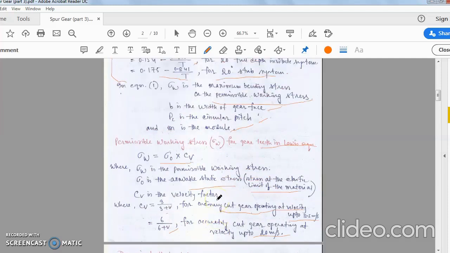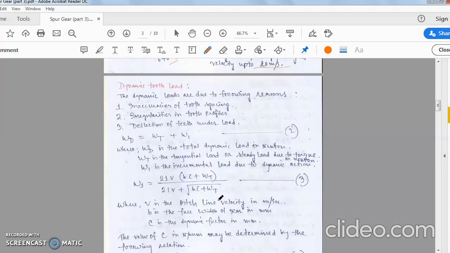Now, a very important thing: dynamic tooth load. We have already come to know what WT is. Dynamic tooth load is basically due to the following reasons: inaccuracy of the tooth spacing, irregularities in tooth profile, and deflection of teeth under load. Due to these three primary reasons, dynamic load appears on the gear tooth. So dynamic load is WD, WD equal to WT plus W1. Basically, this is the amount of tangential load which acts as a dynamic load.